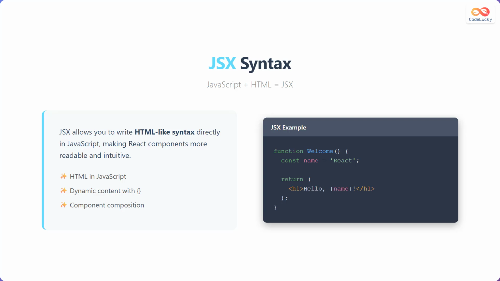JSX is a syntax extension to JavaScript, which allows you to write HTML-like syntax directly in JavaScript, making React components more readable and intuitive. It's like having HTML in JavaScript. JSX allows you to use dynamic content with curly braces and enables easy component composition. Here's an example of JSX. We define a function called welcome, declare a variable called name, and assign it the string value React, and then return an h1 element that displays hello, React.